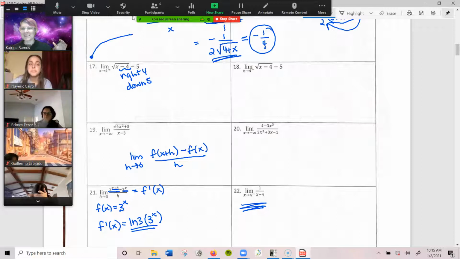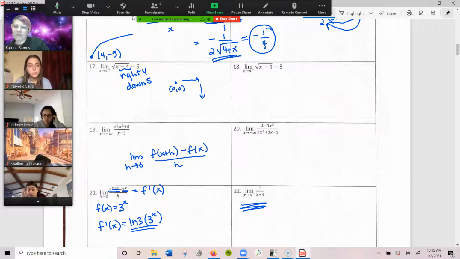Kind of? Okay. So if this went to the right 4 and down 5, that means that this point, the origin, is at 4, negative 5. Because if it starts here at 0, 0, and then goes right 4 and down 5, that's 4, negative 5. So if I'm coming from the right side, that's over here, we know that the limit would have to be this, the negative 5, the y value.